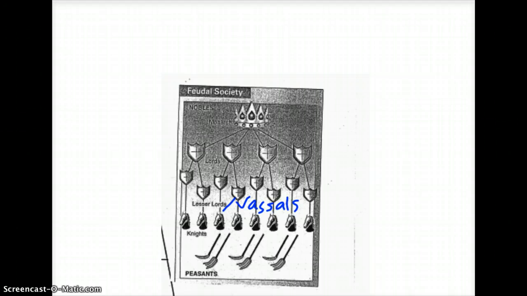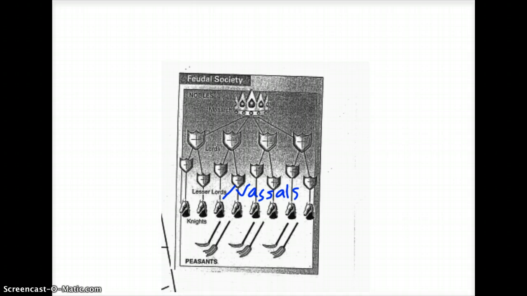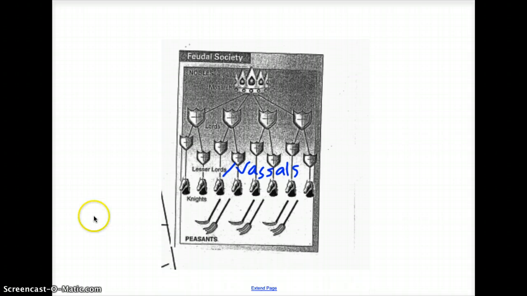So before you move on, or if you've moved on already, that's fine. This is a little diagram of feudal society, and I like it because it shows how the lord social class has different levels to it. So you have lords and lesser lords, and the lesser lords are vassals. They're the same thing. And so the lord social class has more than one level to it, and this diagram does a good job of showing that.